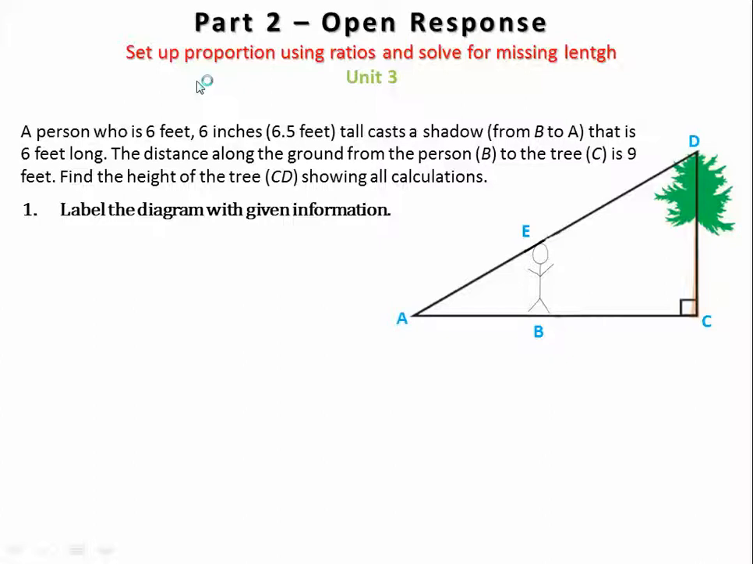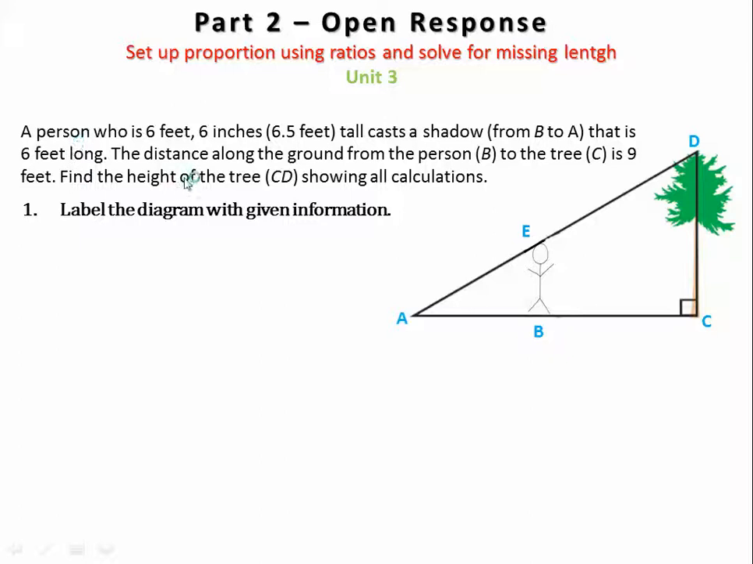Okay, another problem you're going to see is setting up a proportion using ratios and solving for a missing length. If you'll remember, this was called indirect measurement in Unit 3, and you're taking values from the two triangles that you have and figuring out some lengths. So let's read the problem.